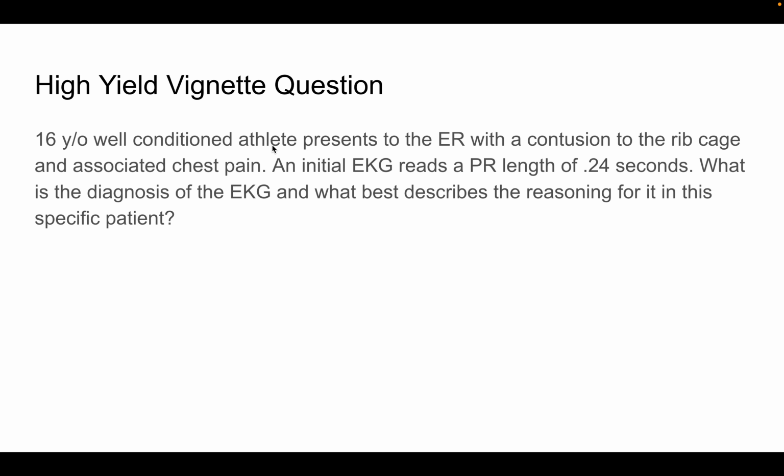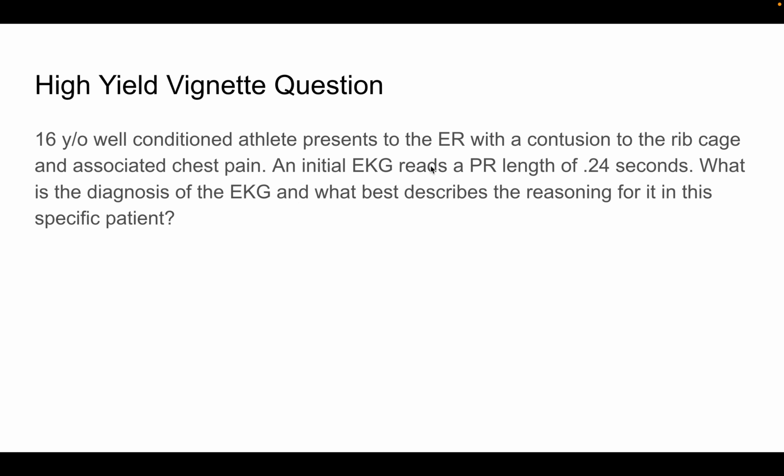A 16-year-old well-conditioned athlete presents to the ER with a contusion to the rib cage and associated chest pain. An initial EKG reads a PR length of 0.24 seconds. So right there, this sentence right here, this kid has an increased PR length, which is indicative of what? A first degree heart block, right? What is the diagnosis of the EKG, and what best describes the reasoning for it in this specific patient? So it's not giving us a strip, right? It's telling us the interpretation.